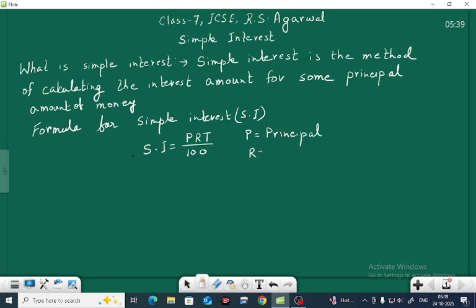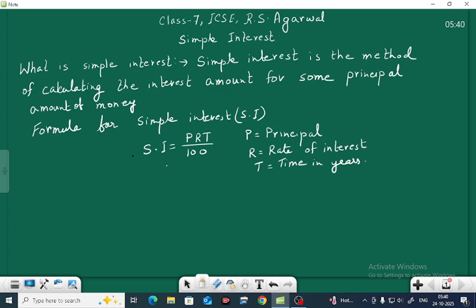Capital R is the rate of interest, and T is the time. T is the time in years. These are the few things you have to know.